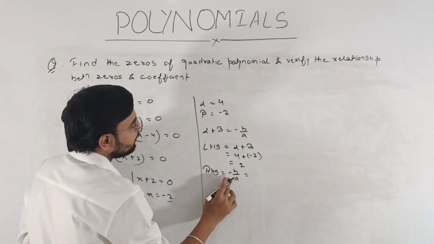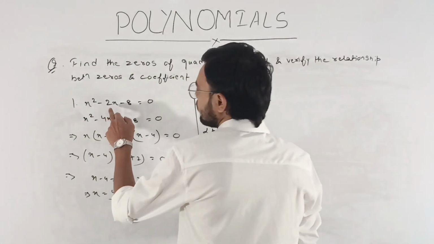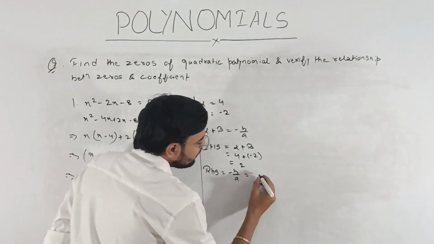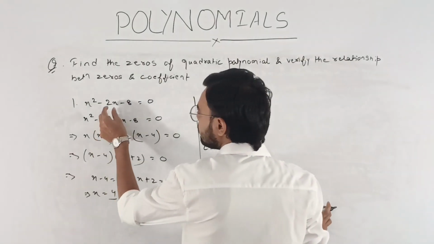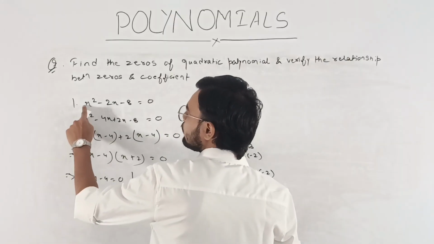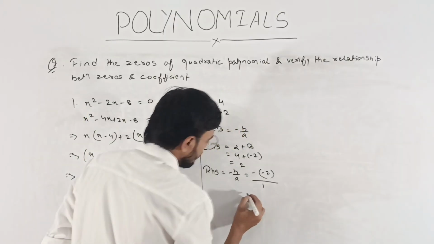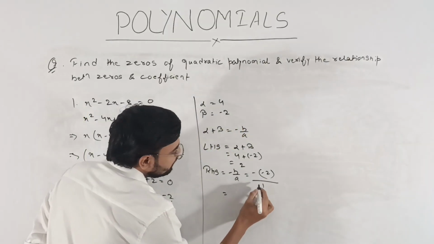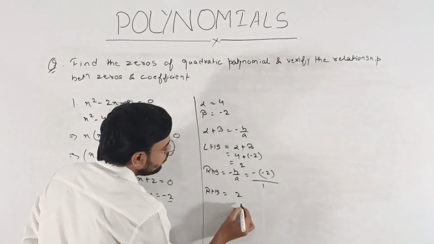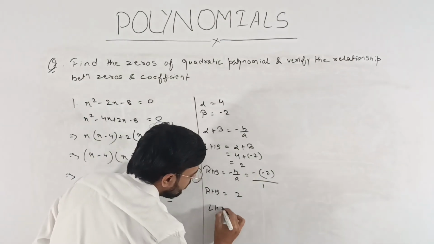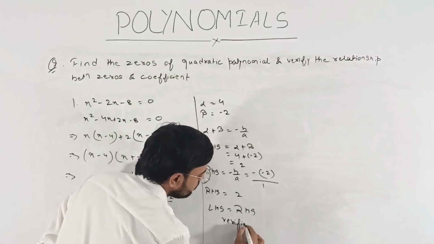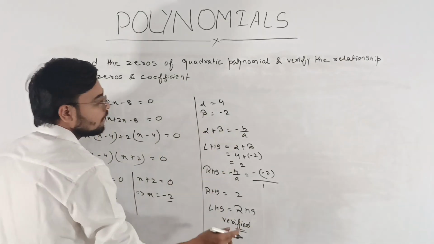Now minus b upon a. B is the coefficient of x, that is minus 2. Minus b upon a is minus of minus 2, and a is 1, the coefficient of x square is 1. Now look, this minus becomes plus, so RHS is 2. LHS is 2, therefore LHS is equal to RHS, which means verified. That means this relation is true.